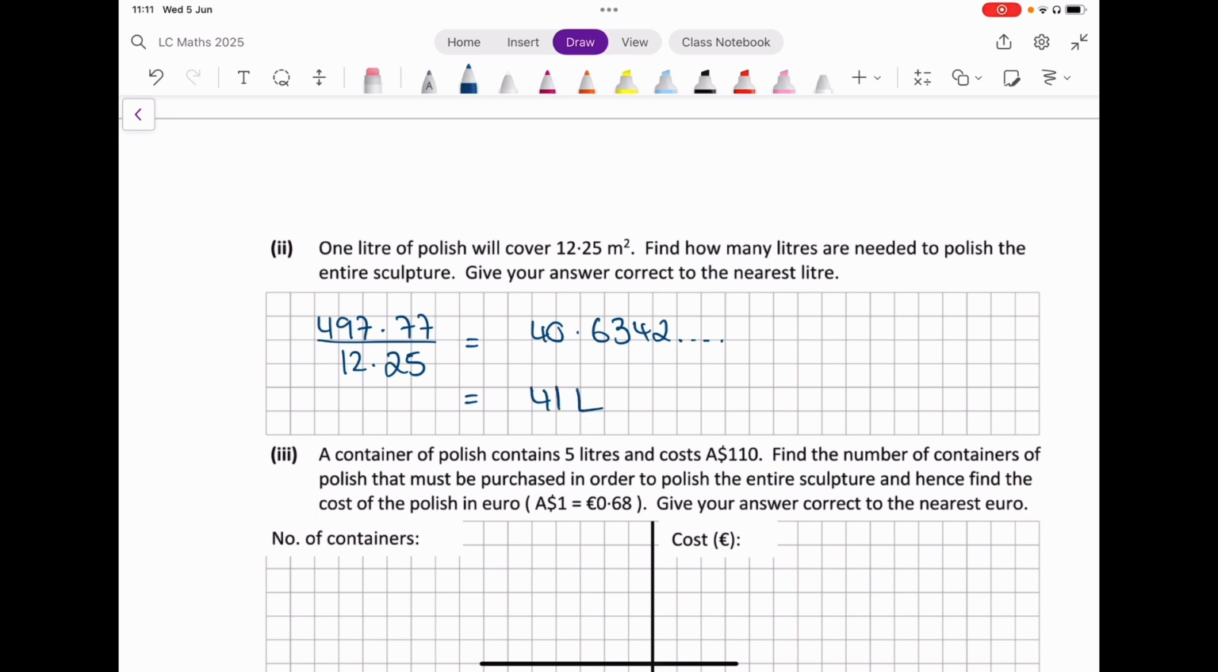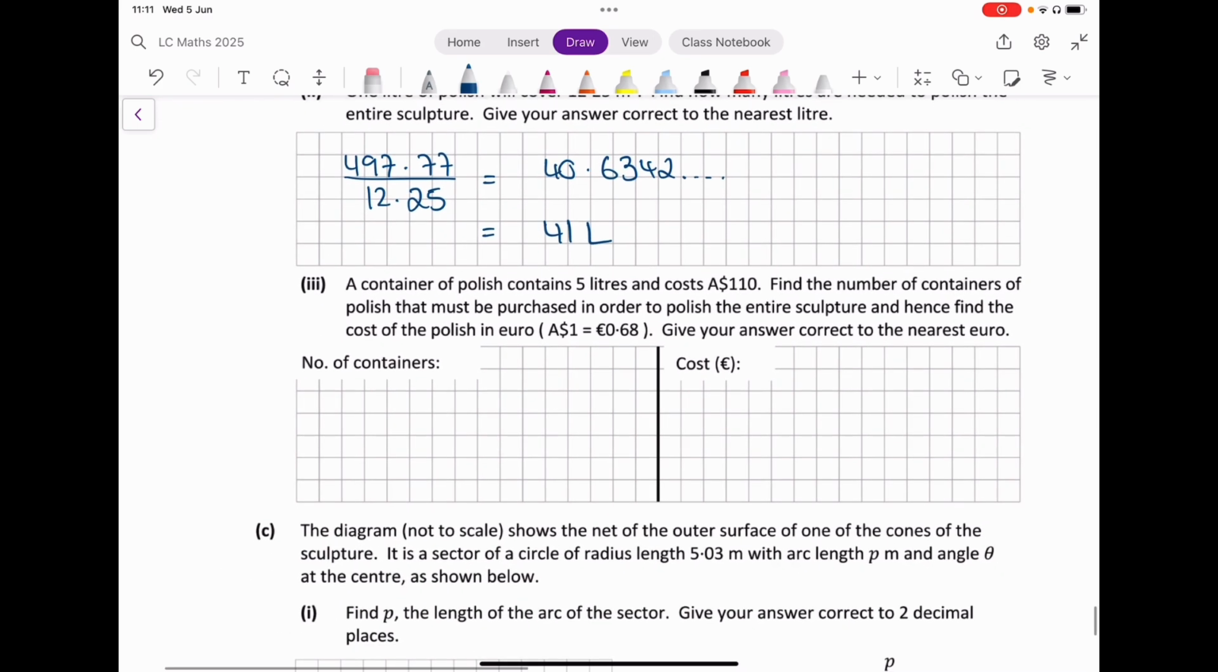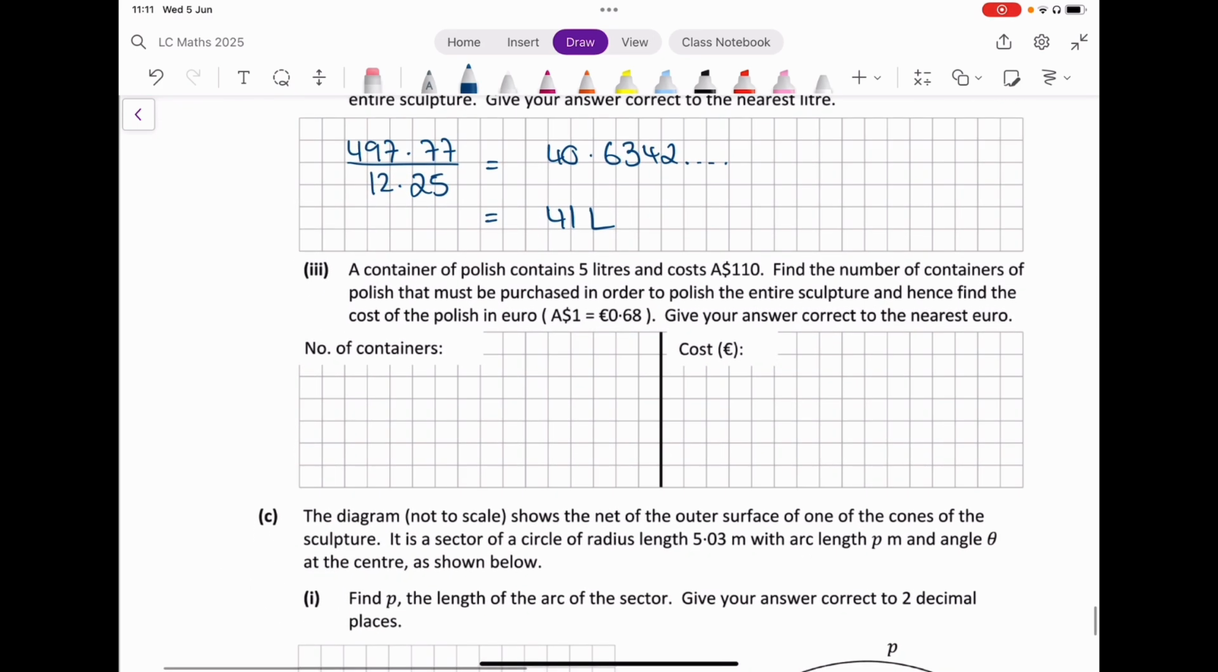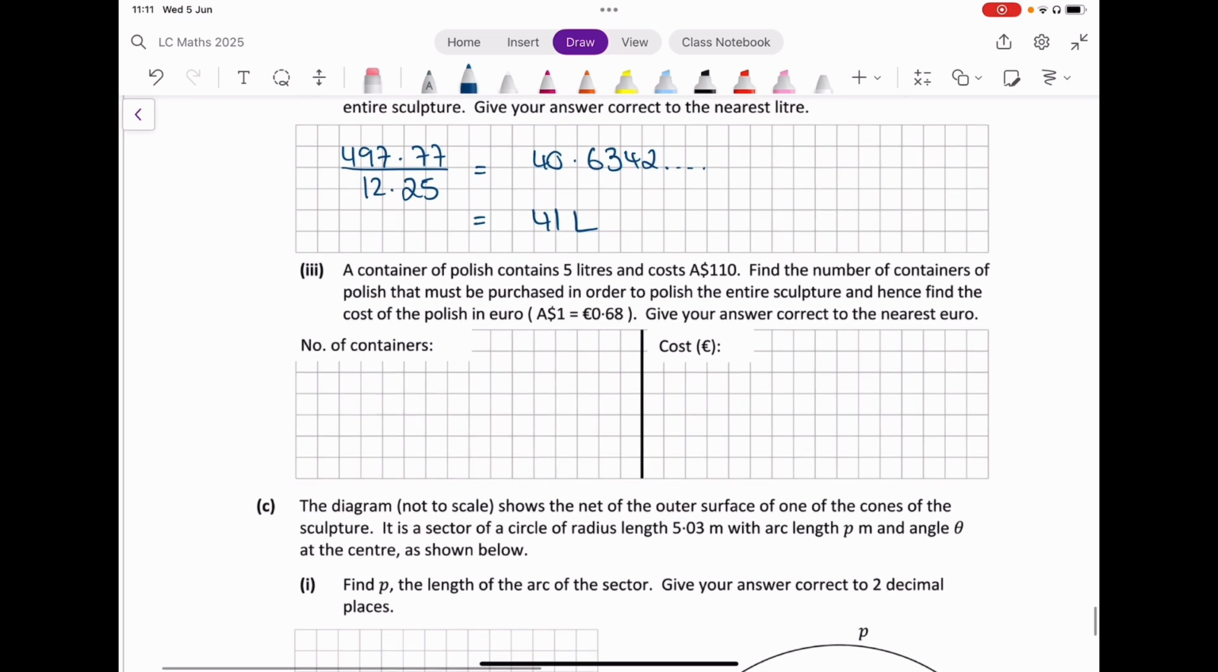Okay. Now, over here, we are going to look at a container of polish that contains 5 litres. Okay, so how many are we going to need? All right, well, we need 41.